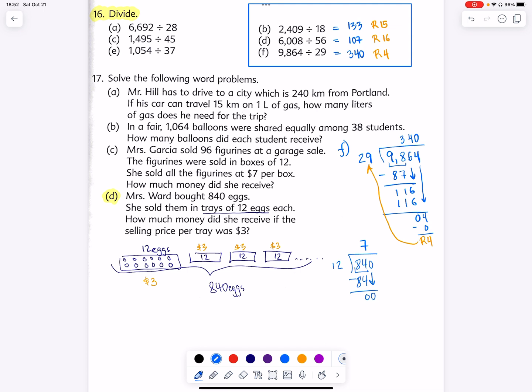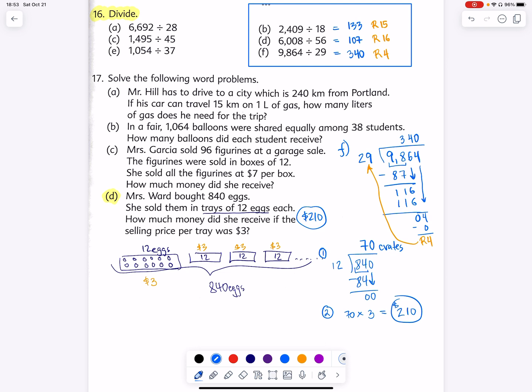Guess what? We have one more digit to divide. Does 12 go into 0? No. We must put a placeholder. And of course, everything works out beautifully. So she sold 70 crates. Okay, that's your step 1. Step 2, each crate, 70 times $3. She made $210. She received $210 from all her sales.